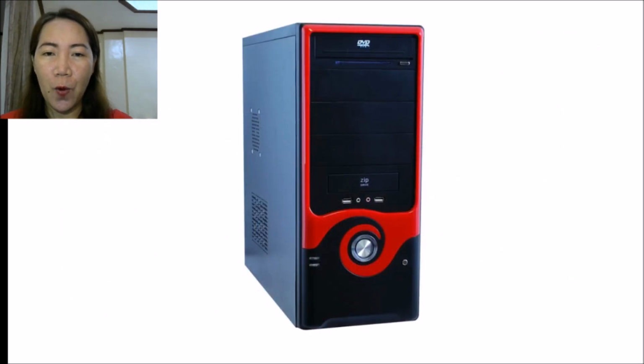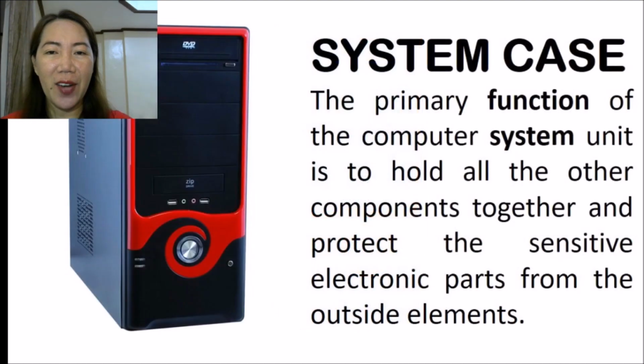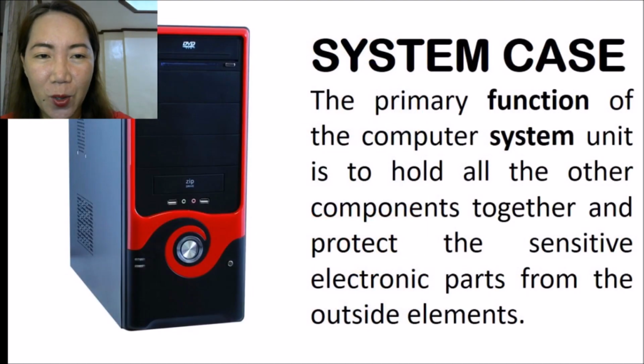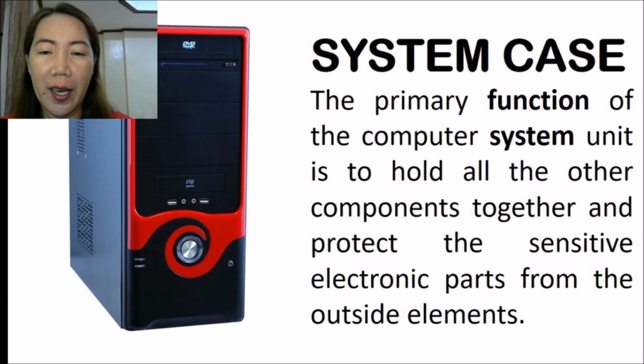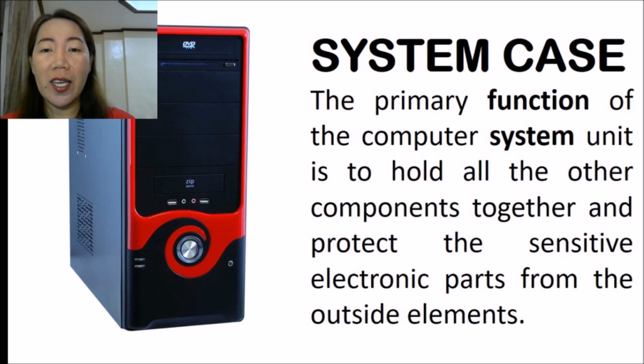Okay, here we go. What do you think is the name of that one? The count of three. 1, 2, 3. If your answer is system case, you're correct. So what is the function of system case? The primary function of the computer system unit is to hold all the other components together and protect the sensitive electronic parts from the outside elements. In other words, your system case is the housing of your internal components of your computer system.